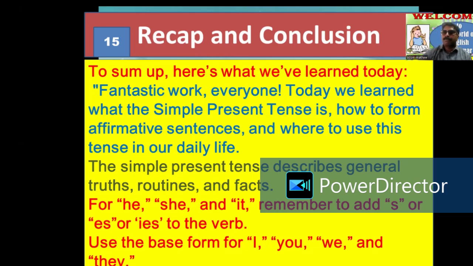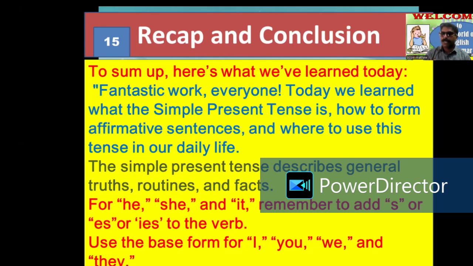To sum up here, what we have learned today, we learned what the simple present tense is, how to form affirmative sentences, and how to use this tense in our daily life. That we have learned today.